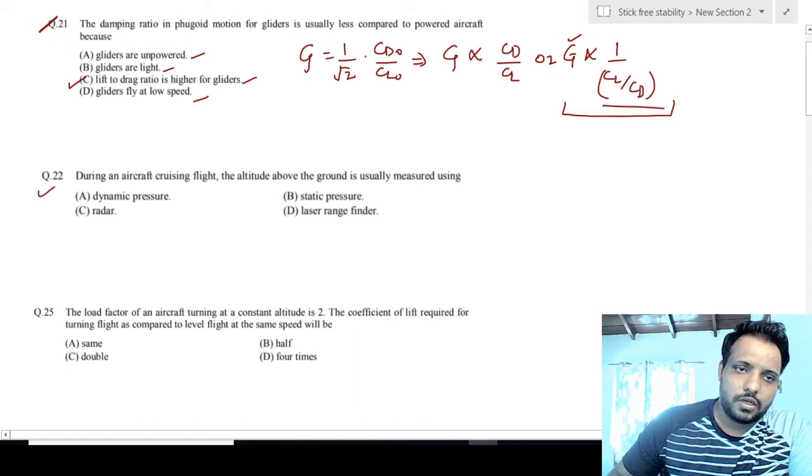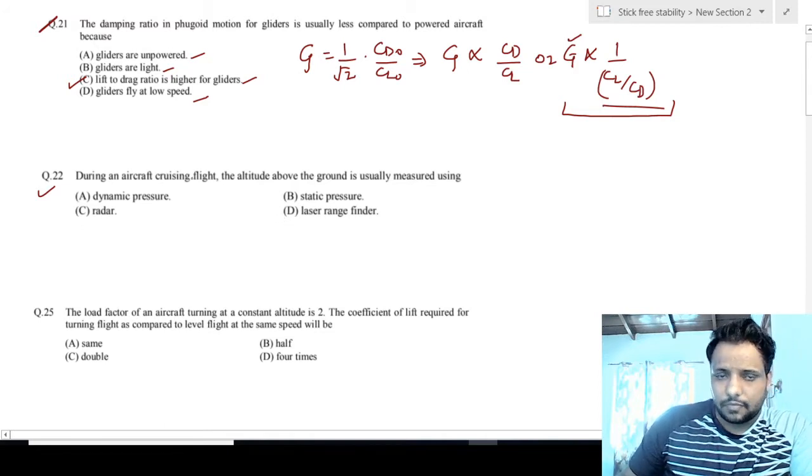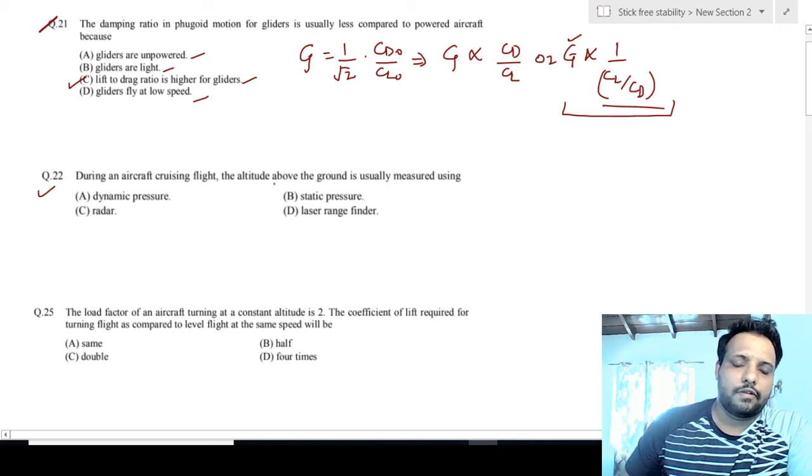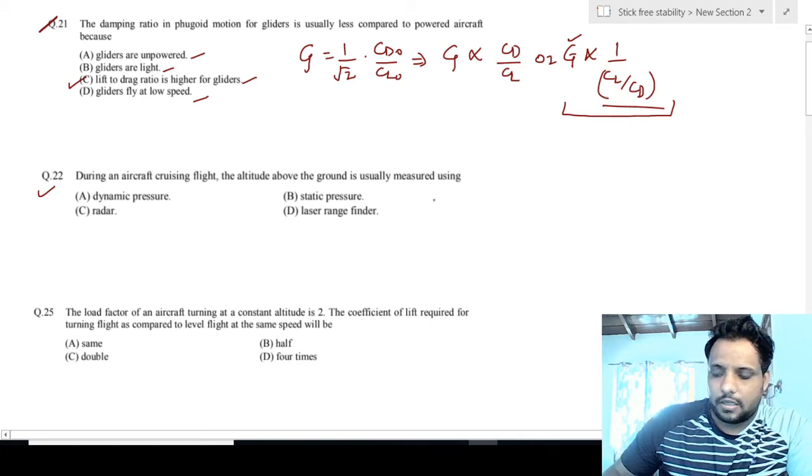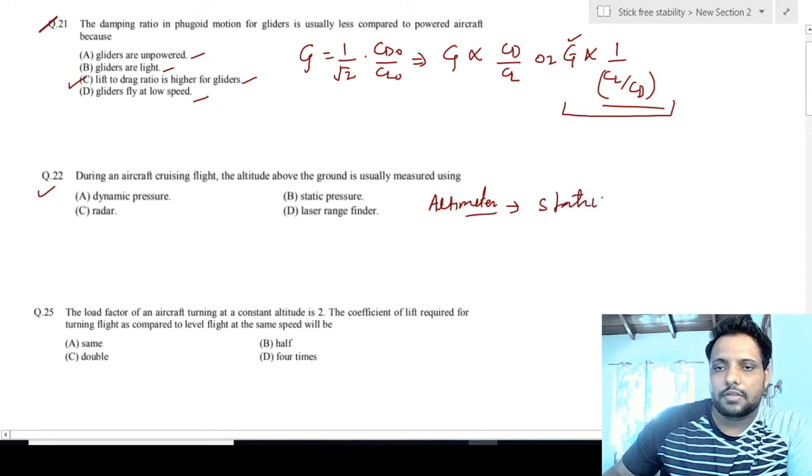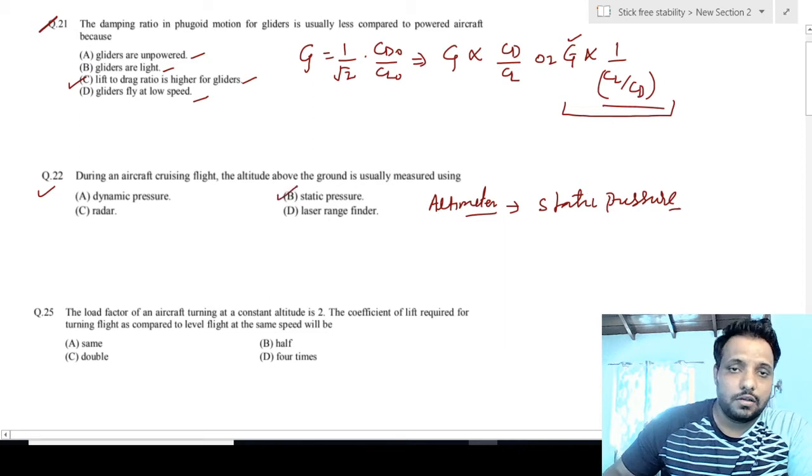Now question number 22. During the aircraft cruising flight, the altitude above the ground is usually measured using four options. A is dynamic pressure, B is static pressure, C radar, D laser range finder. Okay, so all of us know that altitude of an aircraft is measured by an instrument called altimeter. Okay, and it works on the principle of static pressure. That is why option B is the correct answer here.